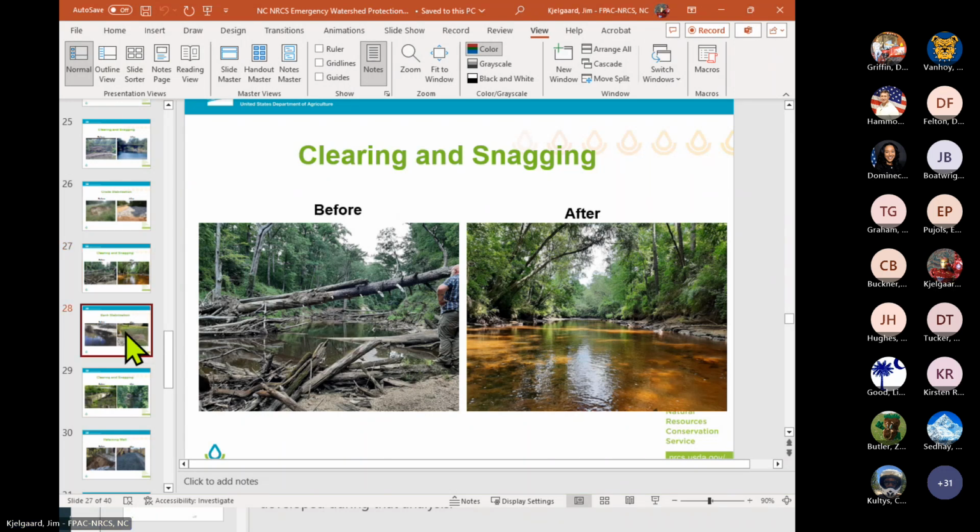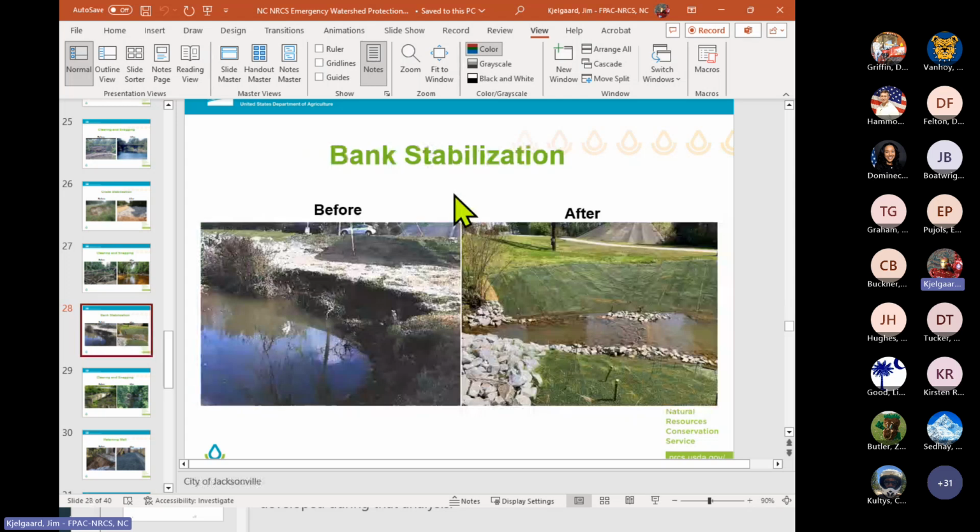So let's see, bank stabilization, before and after. This is down east, Jacksonville. A crossing, again, the erosion threatening some park area and parking lots. They went in here and regraded it.